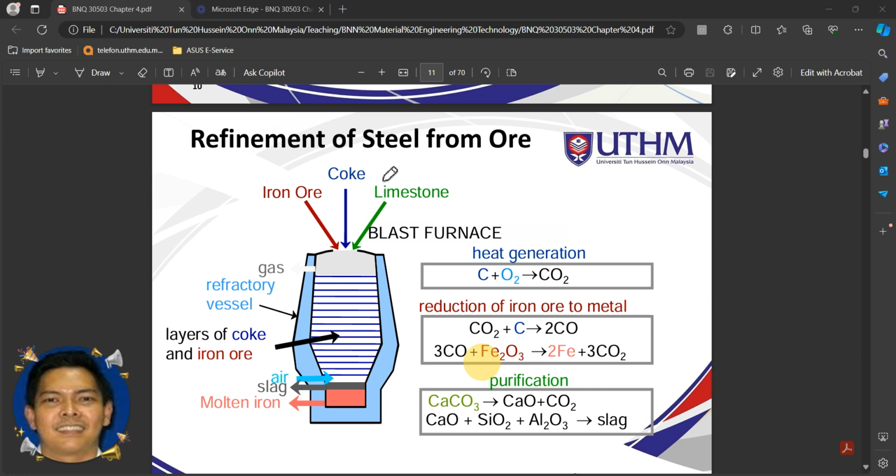So you can see here the material is inserted from the top of this blast furnace. If we go to the refractory vessels, it consists of layers of coke and also iron ore, and there is air inside it to help further purify the material, and then it will come out as molten iron.